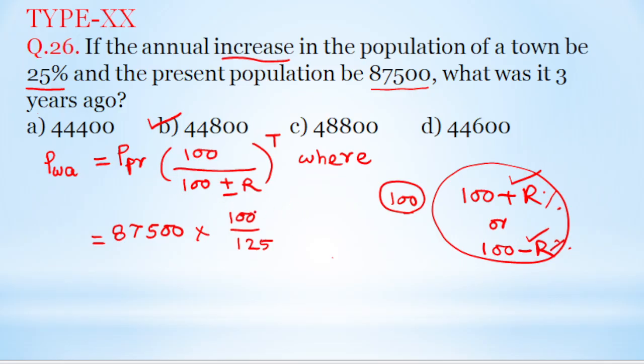Now this is for 1 year. Then for 3 years we have to multiply it thrice, 100 by 125, again 100 by 125. That means after calculation we will get 44,800.